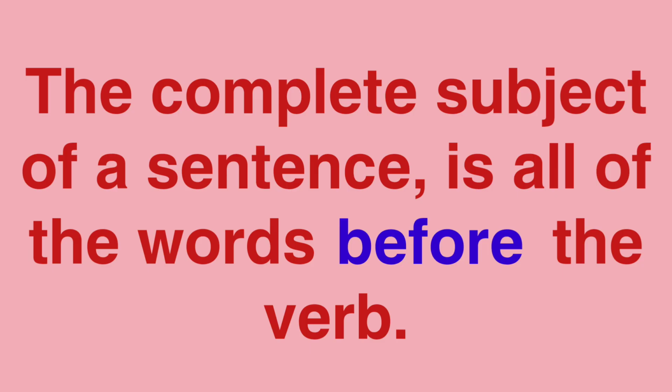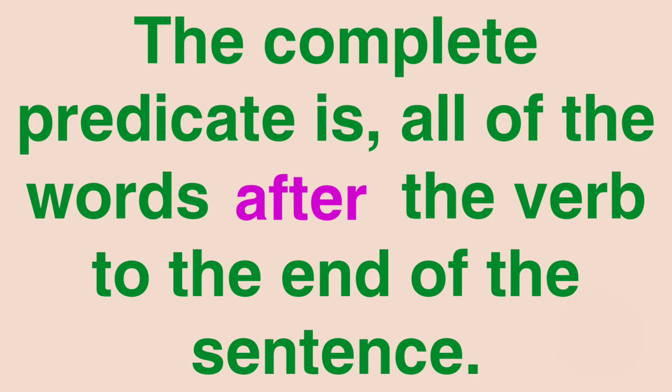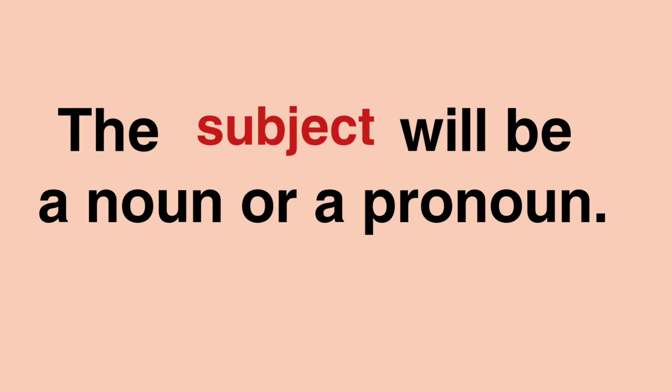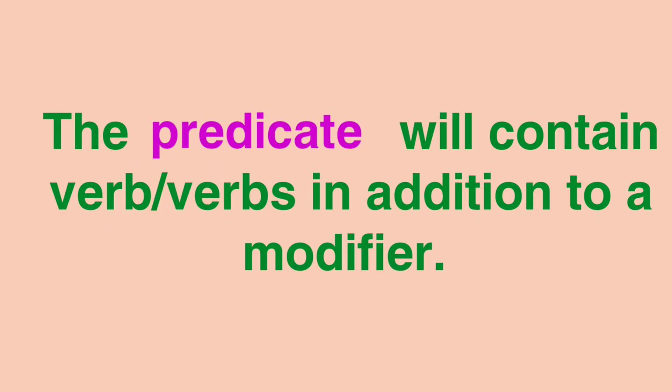The complete subject of a sentence is all of the words before the verb. The complete predicate is all of the words from the verb to the end of the sentence. The subject of the sentence acts or performs an activity. The subject will be a noun or a pronoun. The predicate will contain a verb in addition to a possible modifier.